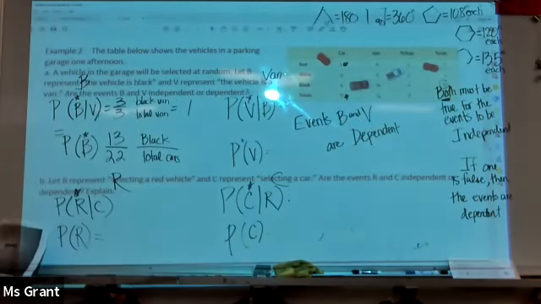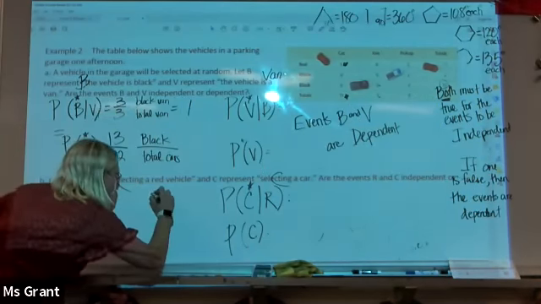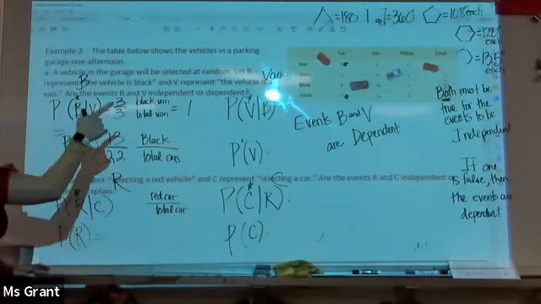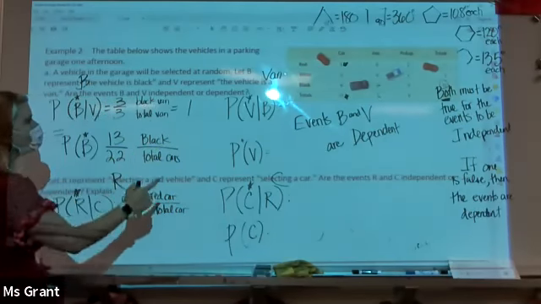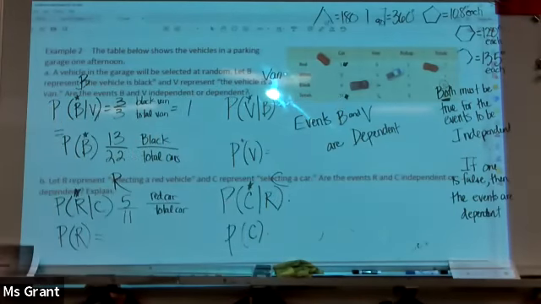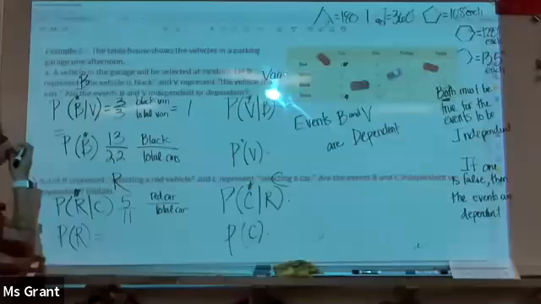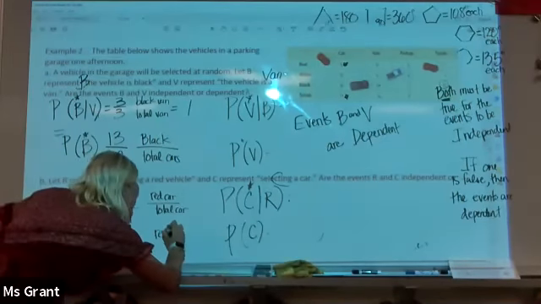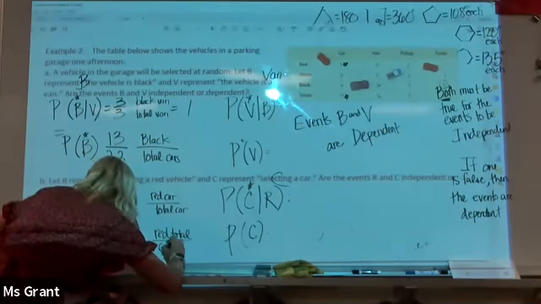Start with the first one. I want a red car over total cars. Red, there's 5 of them. Over total cars, that's this 11 down here. Okay. Then I want to know just the probability of red. So this is going to be red, everything. What's red? Everything over the total. Red total over the car total.